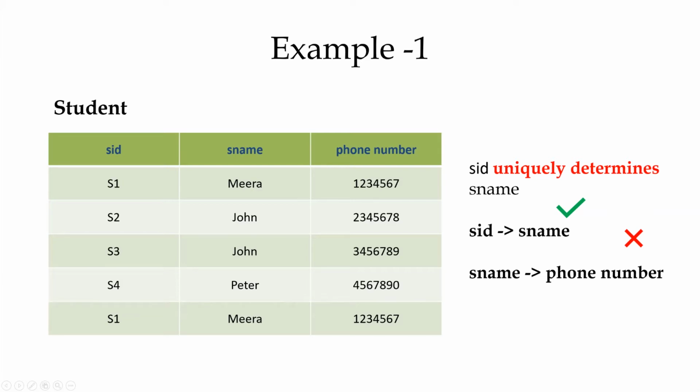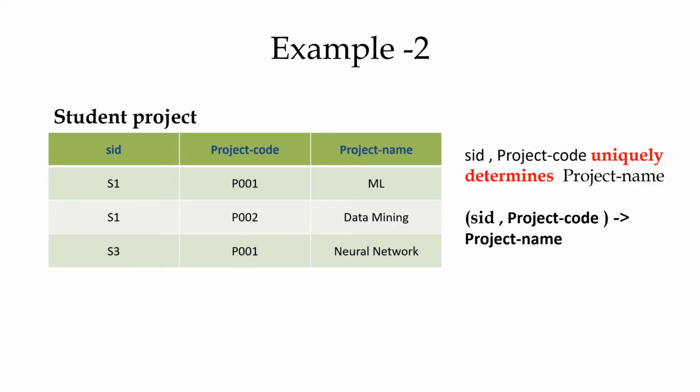So this is what I mean, that student name does not uniquely determine the phone number, but with the same case, if I relate the phone number with the student ID, I can easily retrieve the phone number of the respective person. So student ID uniquely determines student name, but student name does not uniquely determine the phone number.